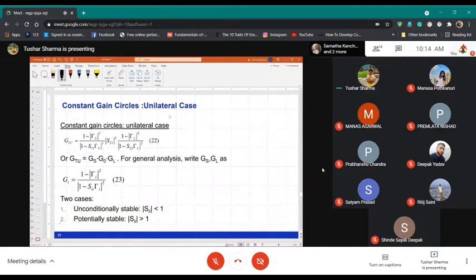So now the question comes about gain circles. I'm still considering the unilateral case, where my S12 is equal to 0. If I have a unilateral case, my gain equation is again given by 1 minus |gamma S| squared over |1 minus S11 gamma S| squared, times |S21| squared, and so on. So this is GS, G naught, GL.